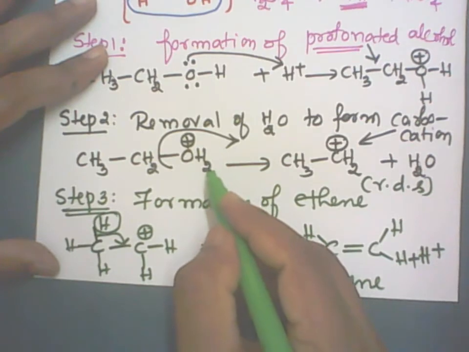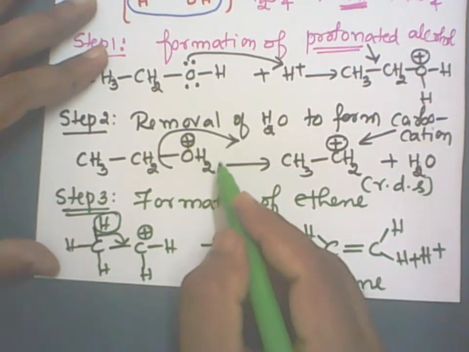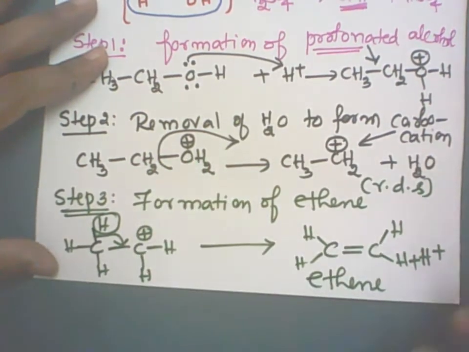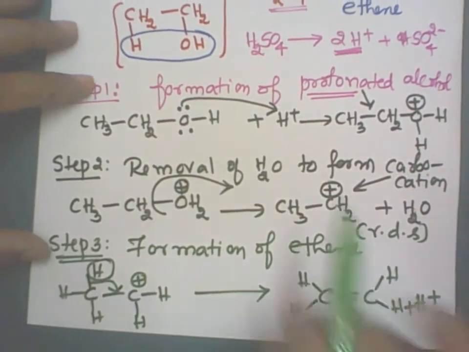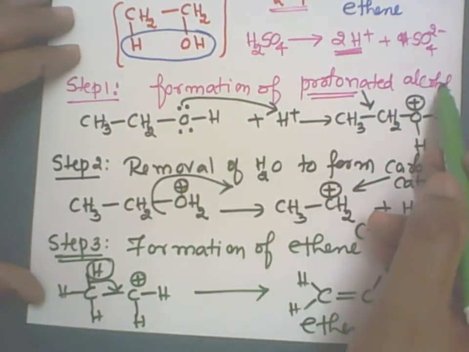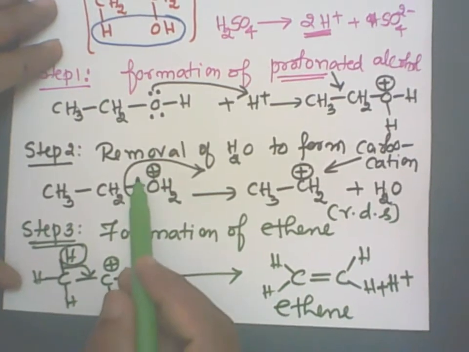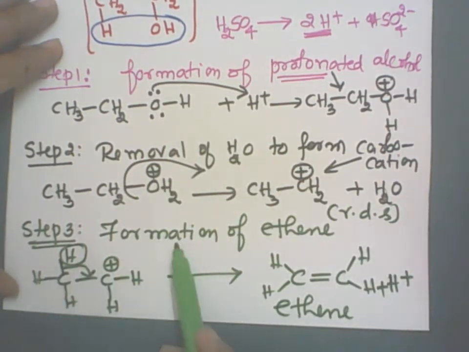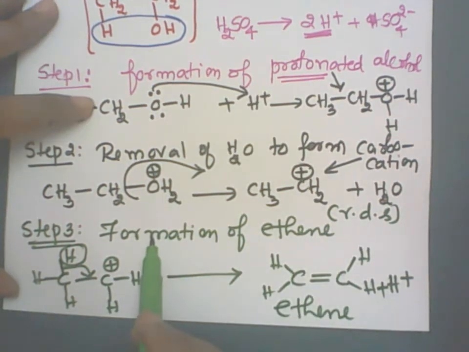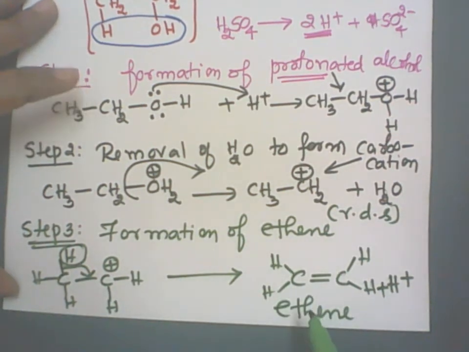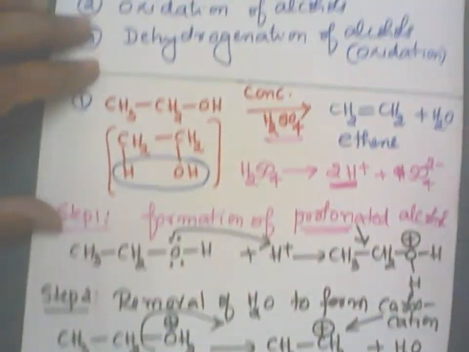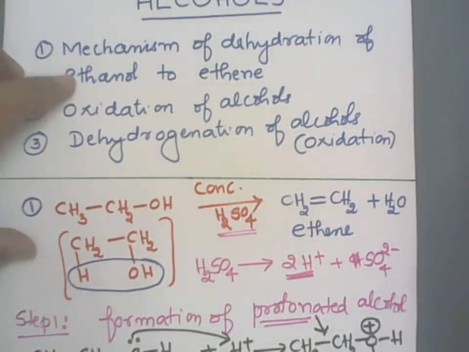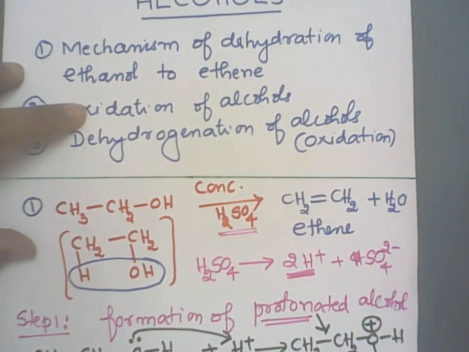Removal of water is not easy, so the reaction takes place very slowly. A bond has to be broken. So step number 1, formation of the protonated alcohol. Step number 2, removal of the water to form the carbocation. Step number 3, formation of the ethene. So the alcohol is converted into an alkene, that is ethene in this case. Clear? So this is the first topic, the mechanism of dehydration of ethanol to give ethene.